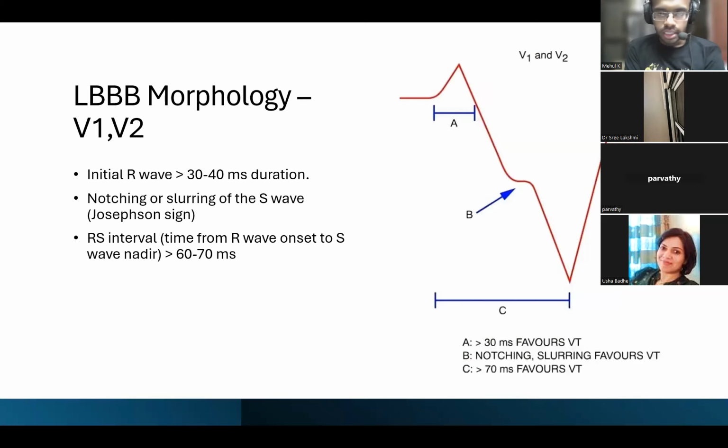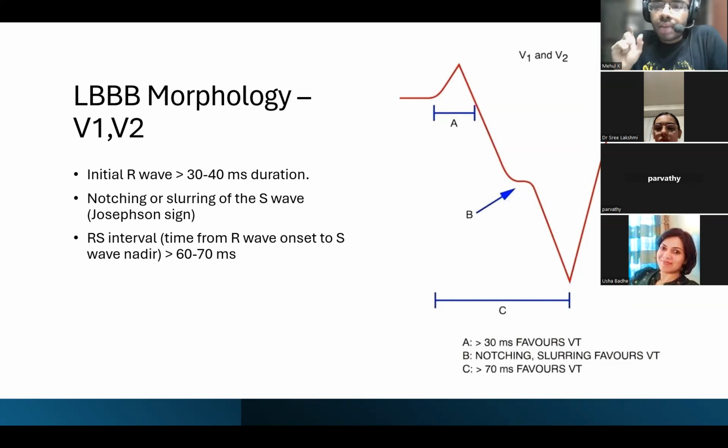Now, changing towards LBBB. LBBB in V1 to V2, what are we looking for? So the initial R wave duration, if it is more than one small square, that is favoring VT. So what does this mean, basically?